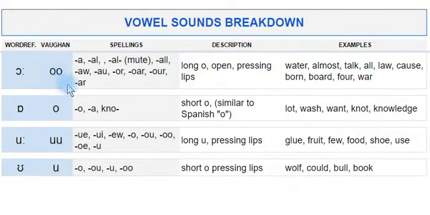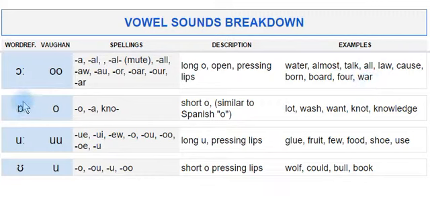Okay, let's go now to the long O. In the phonetic books, you will find it with a double O, which means it's like doing two O's. Oh, you will find it in all these different spellings, many spellings as well. Okay, so there's no rule. We just have different spellings, and that's all you have to associate. All these patterns that you associate, and that's the best thing to do. It's a long O, open, pressing your lips. All, water, almost, talk, all, law, cause, born, bored, for, war.